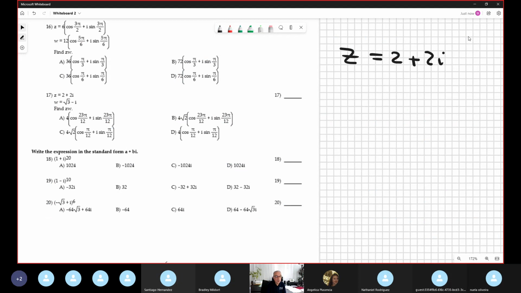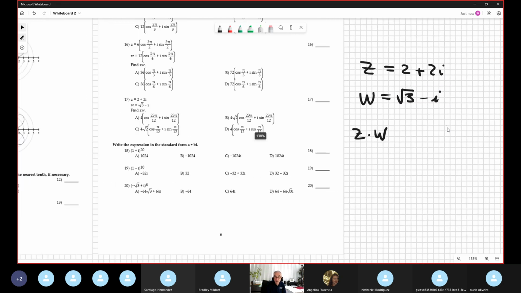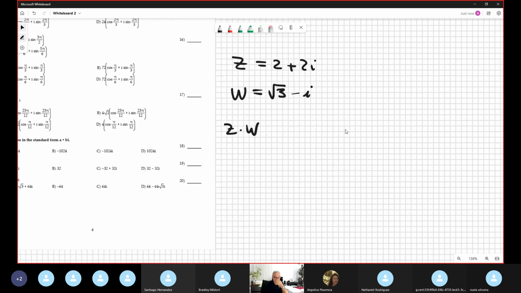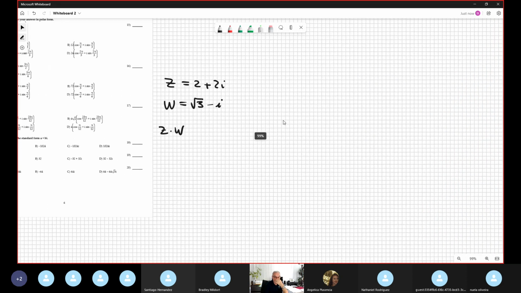We also have the W number, which is radical 3 minus i. You need to find the multiplication Z times W. Of course, we can do it the same way we do in college algebra, no? It's FOIL, and that's it. However, they want you to express it in polar.